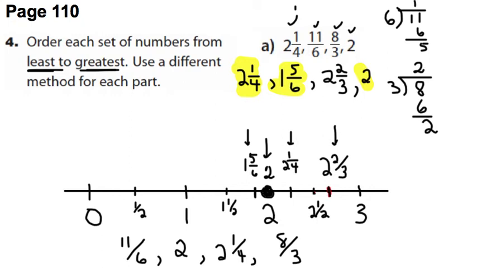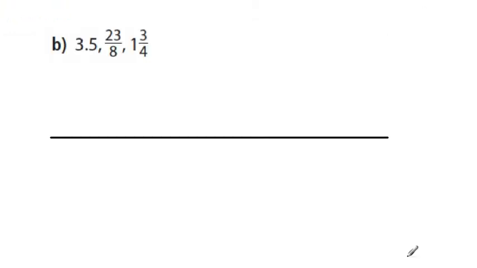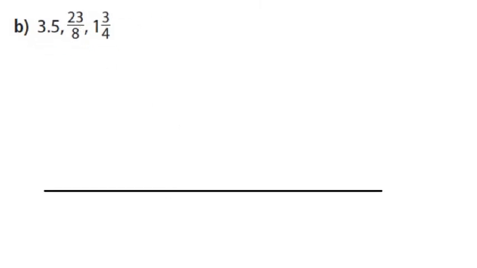I'm going to take you through another example. Same thing, page 110, and it's going to be 4b now. I'm just going to arrange these a little bit so I have a little bit of room. So I have 3.5, 23 over 8, and 1 and 3/4. I don't like this in improper form, so I'm going to change it to mixed. So 8 goes into 23 2 full times, and 2 times 8 is 16, and I get 7/8.